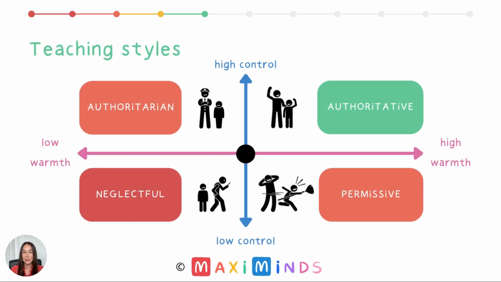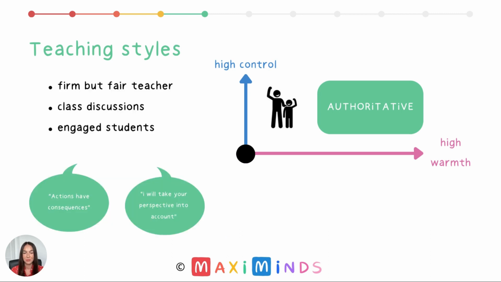A reminder that we looked in the last webinar series at different types of teaching styles. And ultimately, there is an axis between the level of control and warmth that you exert in the classroom as a teacher. The ideal is an authoritative teaching style, which is where you are in a high position of control, but also exerting a high degree of warmth on students. It results in firm but fair teaching. There's class discussions and there's engaged students.